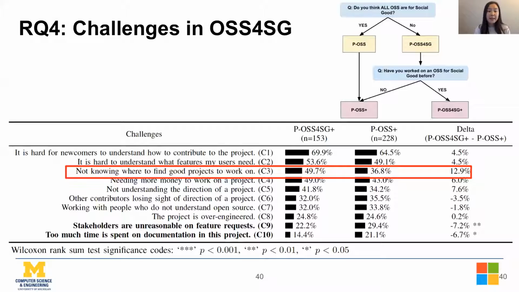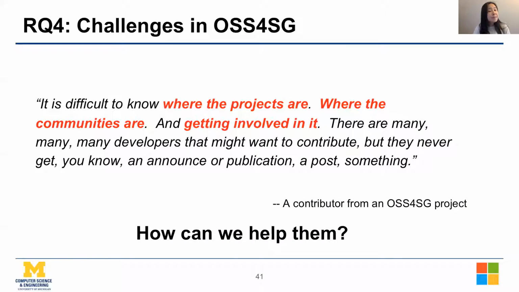Lastly, we investigate the current challenges in open source for social good community. Many emphasize that it is much harder to find a social good project to work on. These many challenges leave a big question for us, for our audience today. How can we help them?